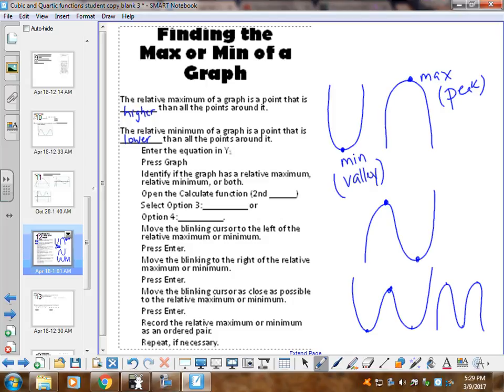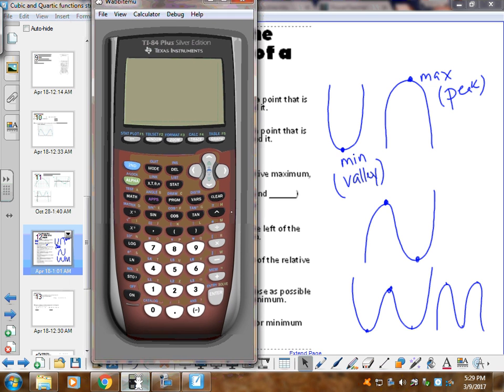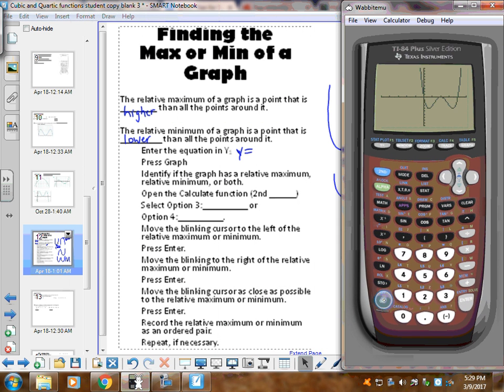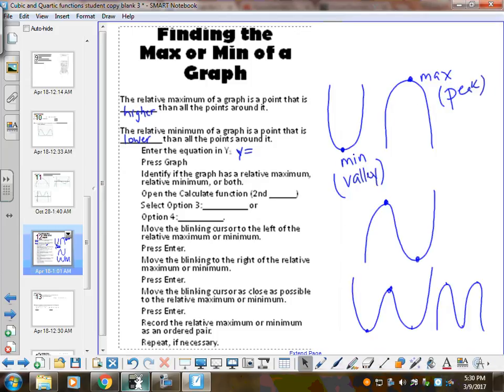You're going to enter your equation into the y in y equals on your graph. Let me just pull that up, and I'm just going to show you what I'm talking about while I do it. So we'll have something in y equals. I've already got something in y equals, so I'm just going to leave that there. I would press graph, and it graphs, and then I'm going to do second trace. So you're going to fill in second trace.